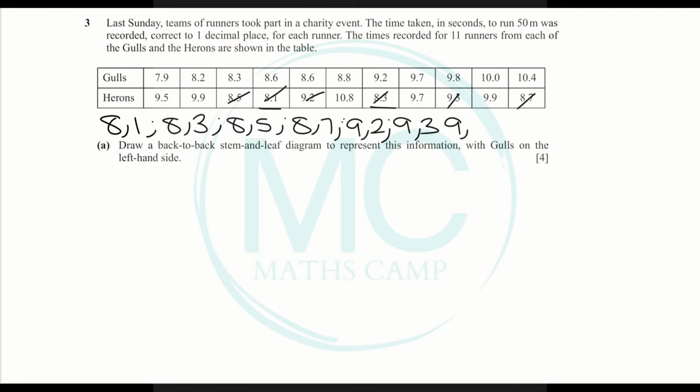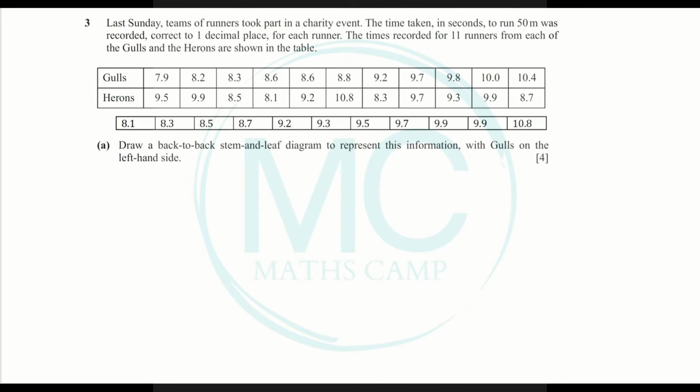9.5, 9.7. We have two 9.9s, so that's 9.9, 9.9, and then the highest value of 10.8. Let's tidy this up.